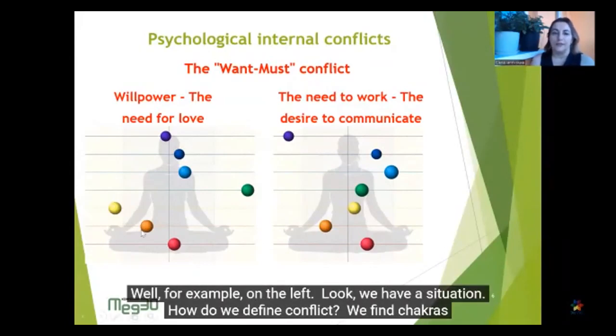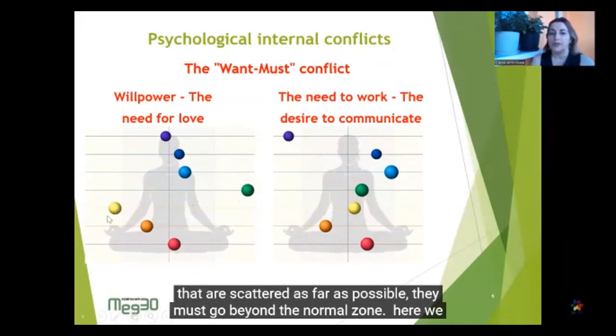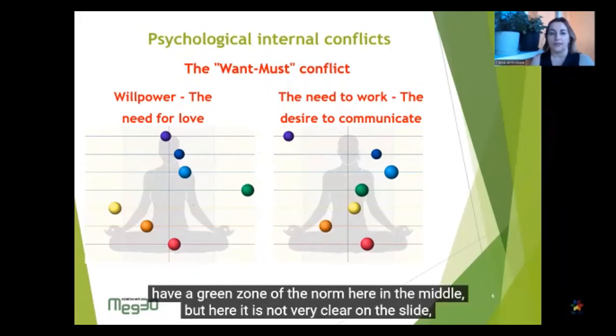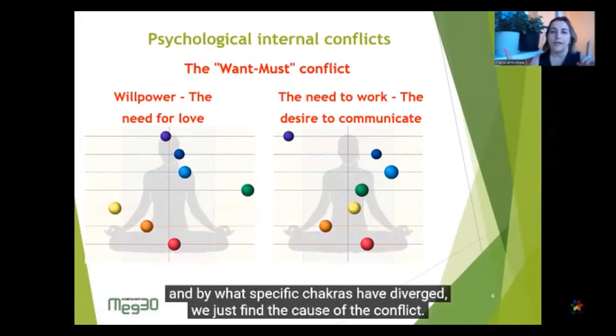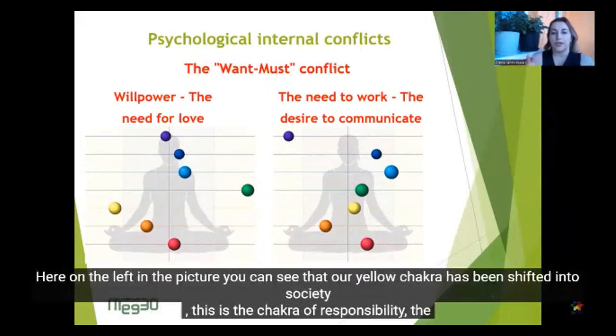And here it's clearly demonstrated. For example, on the left, look, we have a situation, and how do we define the conflict? We see the chakras that are the most scattered, most deviated from the center, and they are usually beyond the normal size. We have the green zone on the screen in the middle. It's more gray on the screen, but nevertheless, this zone is here. And here we find the most distant chakras deviating from the center. By understanding which specific chakras are deviated, we can find the cause of the conflict.